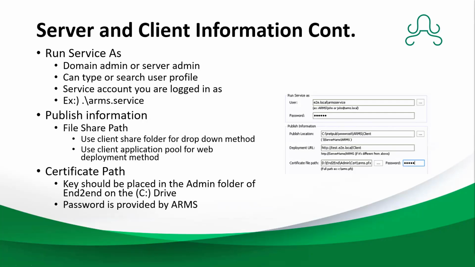For publish location, there's two different options. There's web deployment and the drag down method. For web deployment, you'll have an IIS web application, application pool for the client folder, and we can help create that or give direction on how to create that for you. So you'll type that in, as you can see here for this example. It is the client web deployment, and then the deployment URL is based on your IIS URL.